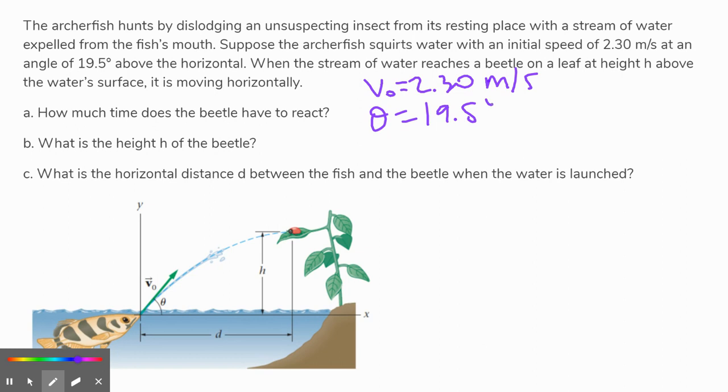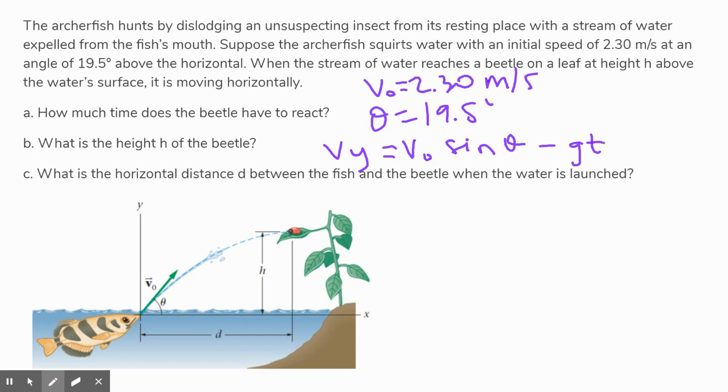So let's use the one that's going to be the easiest for us to work with. And that one is the velocity in the y direction is equal to our initial velocity multiplied by the sine of theta minus gt. We're trying to solve for time. We have theta, we have our initial velocity, we know what gravity is. But what about this velocity in the y direction?